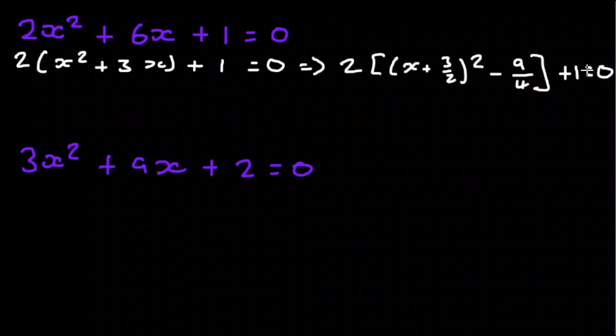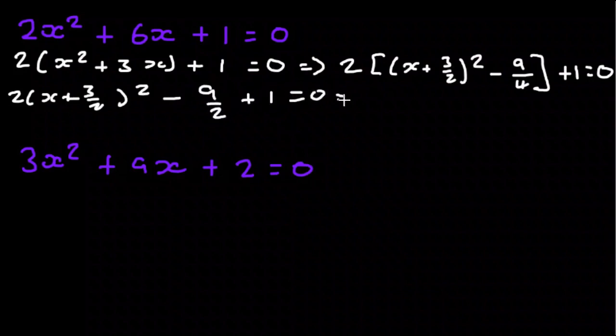And then we just multiply this out, so we get 2(x plus 3 over 2) squared minus, well, 2 times 9 over 4 is 9 over 2, plus 1 is equal to 0. 2(x plus 3 over 2) squared, and then combining these, well, 1 is 2 over 2, so this is minus 7 over 2. Okay, and that's equal to 0.